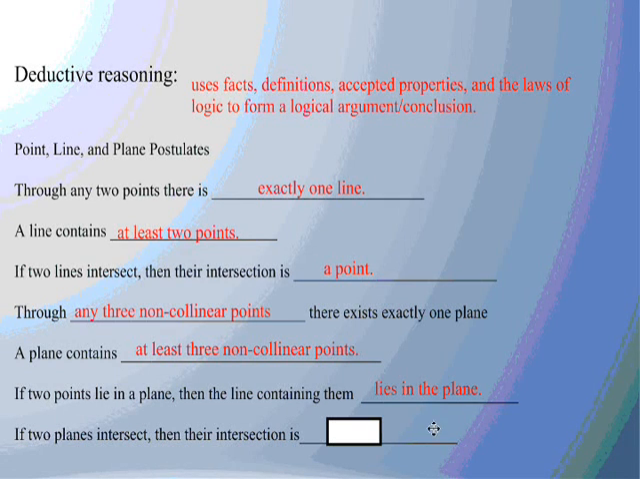And if 2 planes intersect, then their intersection is a line. Now, all of these postulates are going to be tested on the vocabulary quiz for this unit, and it's important that they are phrased exactly like this: exactly one line, at least 2 points, at least 3 non-collinear points. Okay, don't get close, be precise.